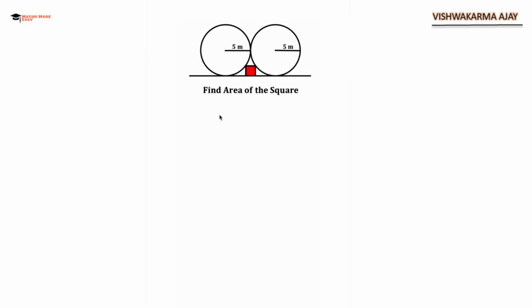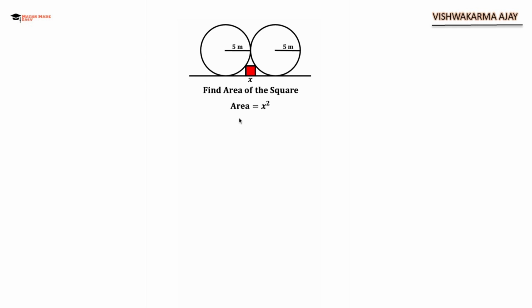Hey guys, this is such a fun looking problem. We have two circles with a radius of 5 meters, and then we have a square stuck inside here, and it wants us to find the area of this square. If you want to try this on your own, pause it right now, because I'm going to solve it in 3, 2, 1. First step, I want to label the sides of this square x.